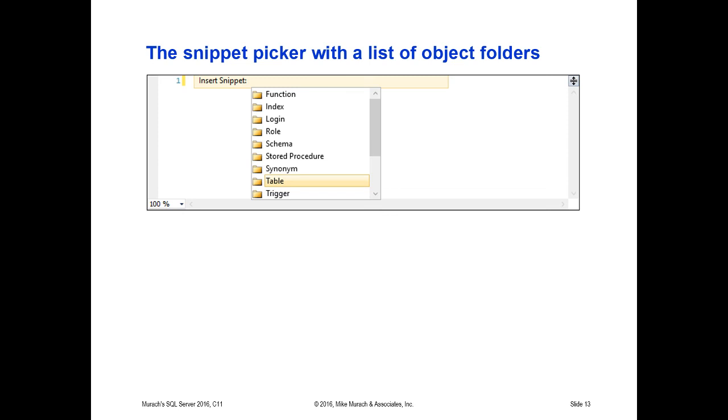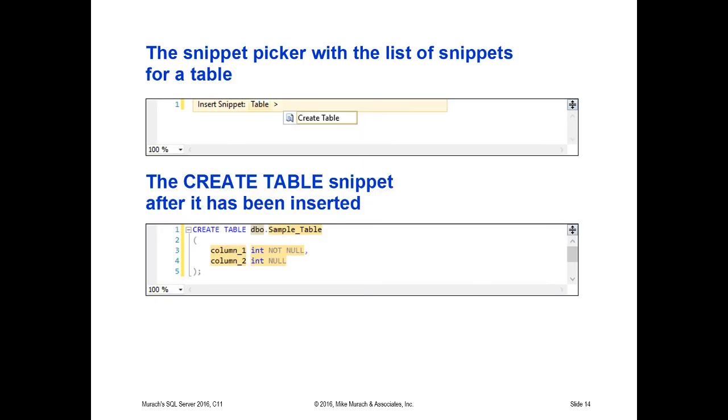The Snippet Picker is a special tool that's within the graphical user interface of the SQL Server Management Studio. We saw that we could create a table using the GUI. We could also insert a snippet. You go to the Snippet Manager and click on Table and choose Create Table, and the Snippet Manager will insert this syntax for you: create table, sample table, with our opening and closing parentheses and some sample columns. So if we can't remember the syntax, we can use that snippet tool.